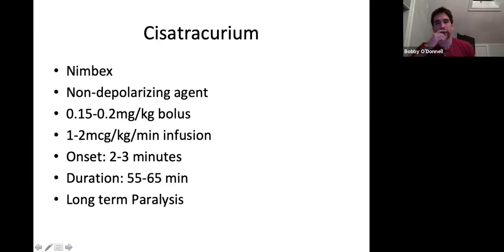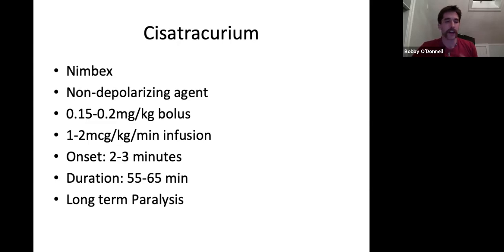Cisatracurium, the other name for it is Nimbex, to be honest, this is in here because I'm a nerd. I had read and learned a bit more about this recently. The thing that's really interesting about it, it's not used as commonly because it's a much slower onset. It's great for sustained paralysis in really sick patients, especially pediatrics, because of the way that it's eliminated from the body.